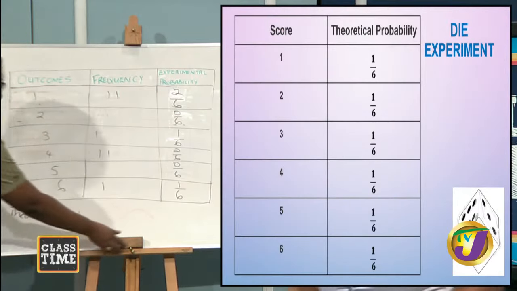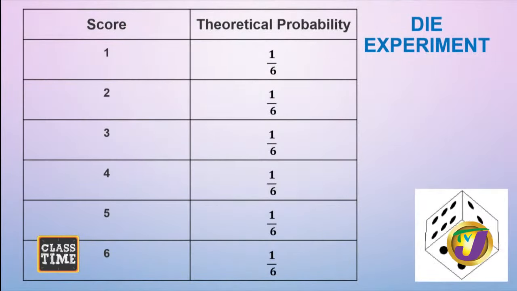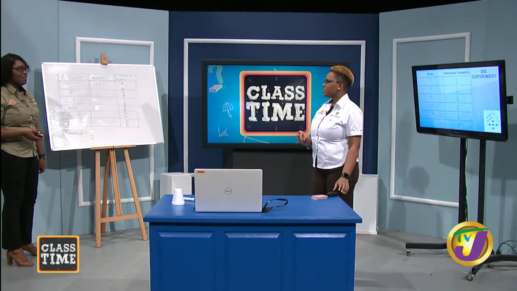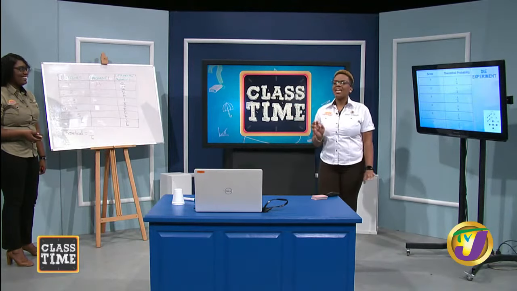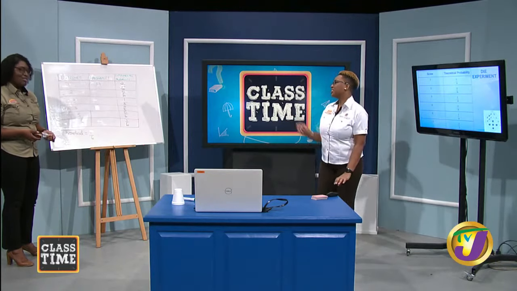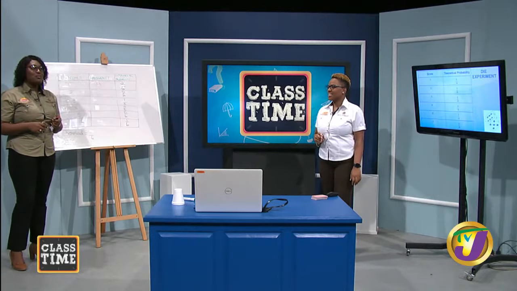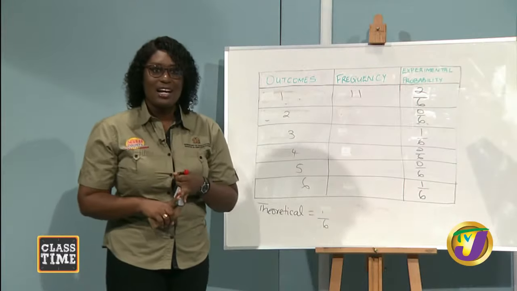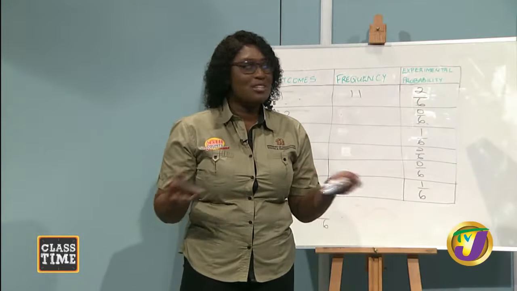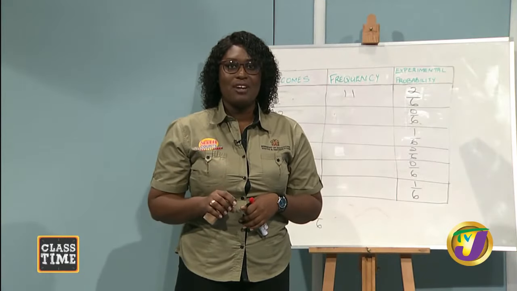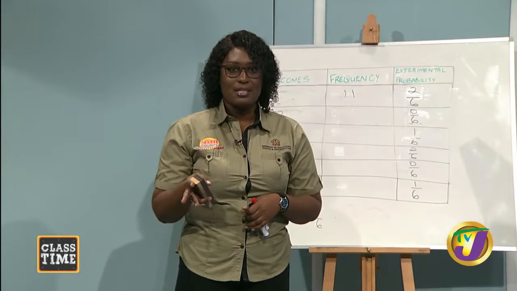Brittany, I want to see now, what is my chance of getting an even number when I roll the die? So, what are even numbers again? Numbers that are divisible by 2 without leaving a remainder. All right, so at home, our even numbers would be what? 2, 4, and 6. Based on this die, those are the only even numbers that we have. So we're looking at the likelihood of getting a 2, a 4, or a 6.